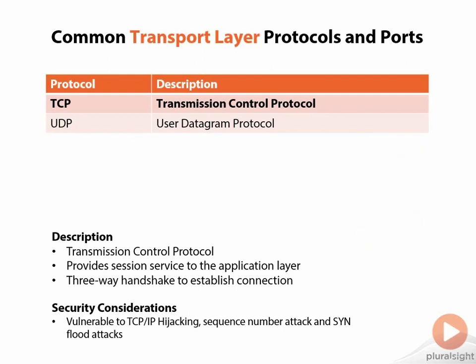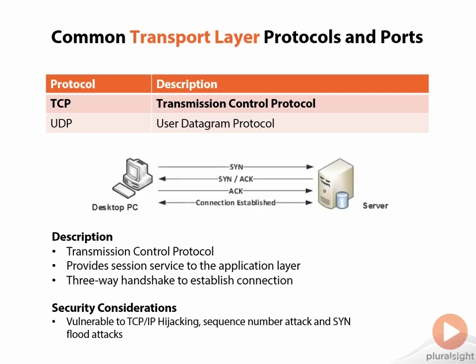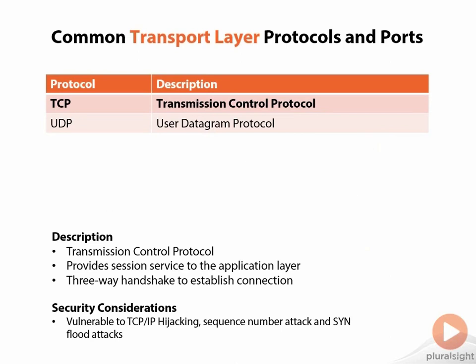All right, so basically in this instance, it's going to provide that session or that connection-oriented communication to the application layer. And it does so, as we talked about previously, via the 3-way handshake that it uses to establish that connection. Some security considerations to keep in mind are that it's vulnerable to TCP/IP hijacking, sequence number attacks, and SYN flood attacks.